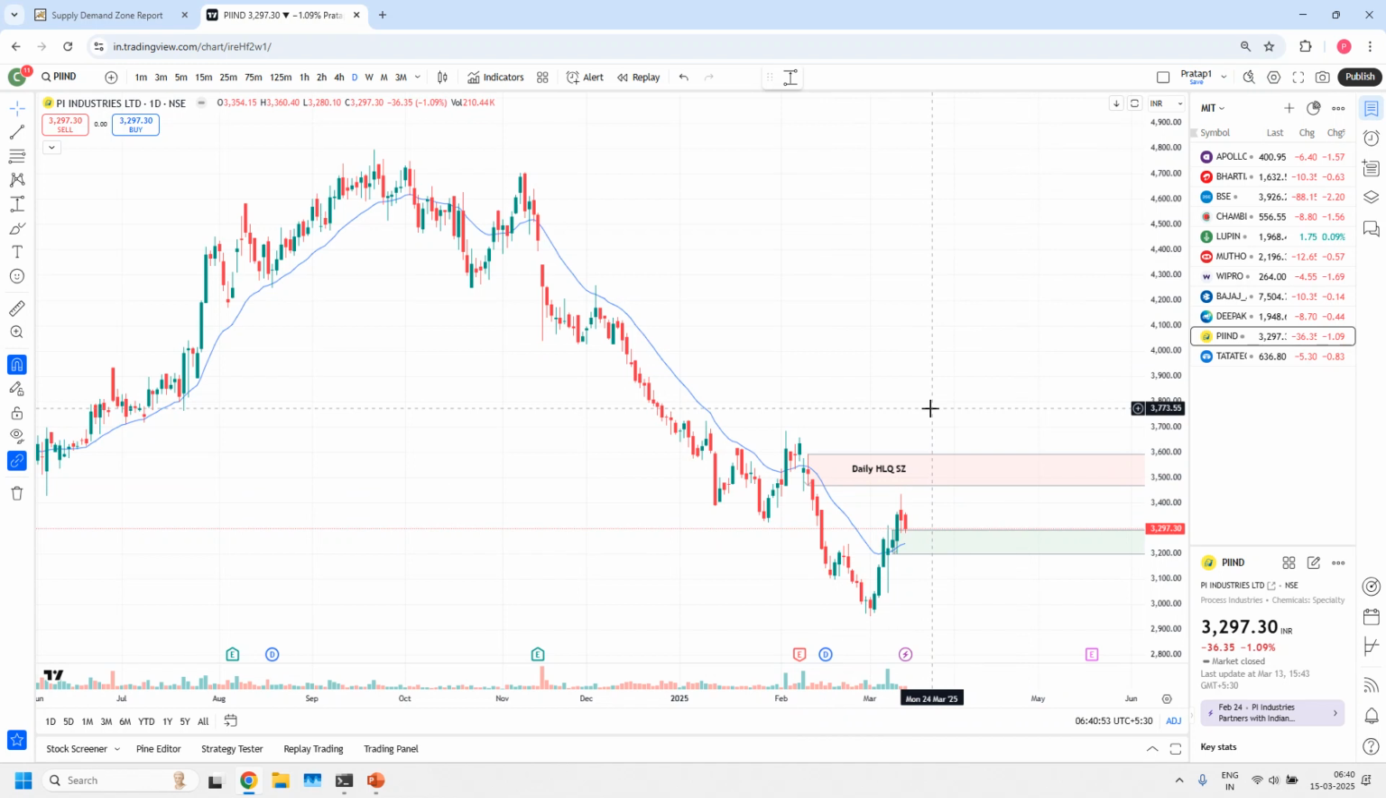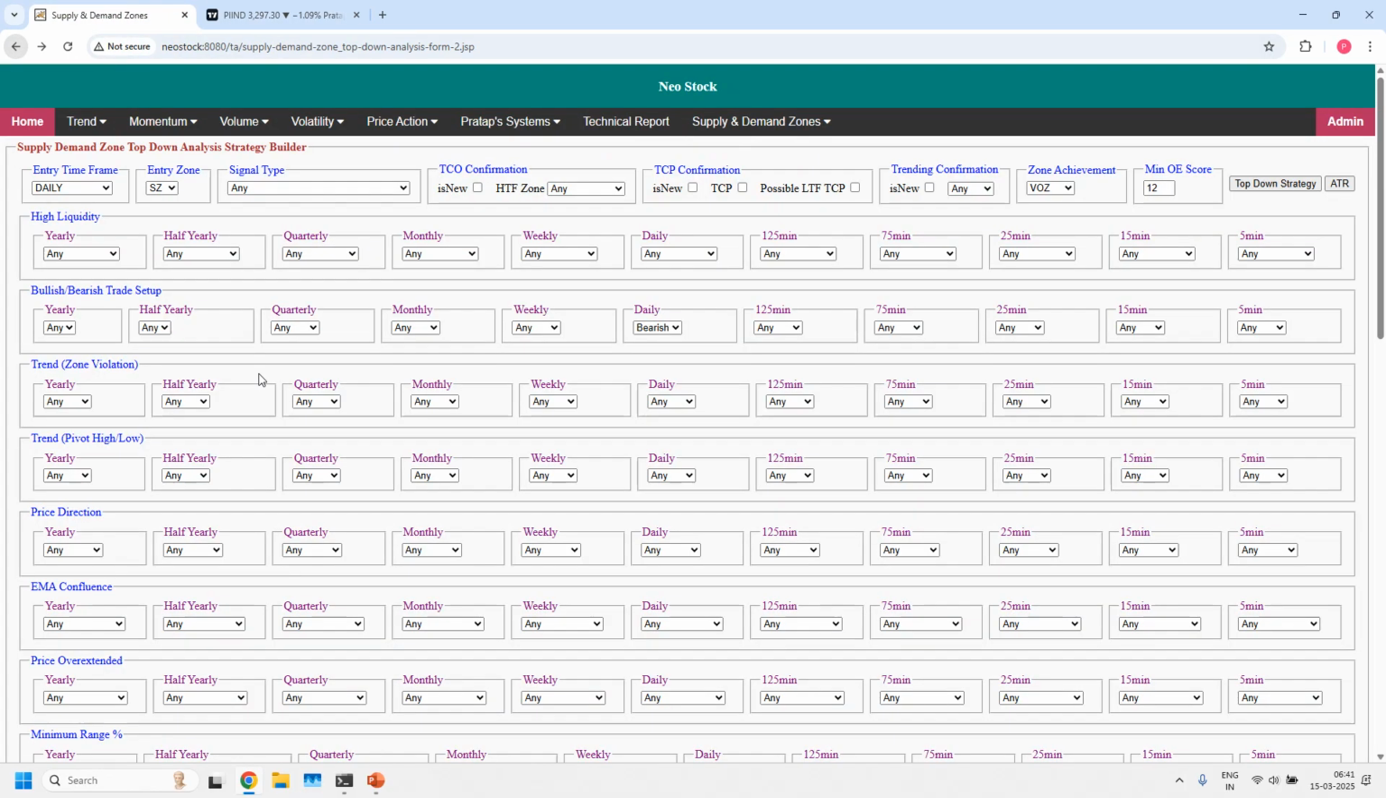So that's why understanding the zones having strong order flows means there are higher chances of success, from a probability point of view. That way we are calculating high probability based on the zone confluence. So let's apply the zone confluence. I'm going back. Let me start with the bullish trade setup.